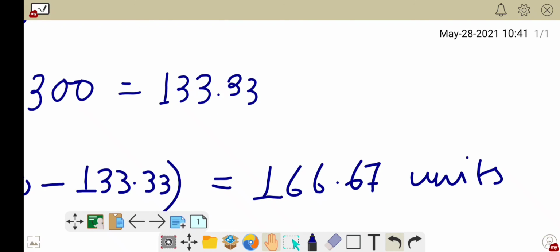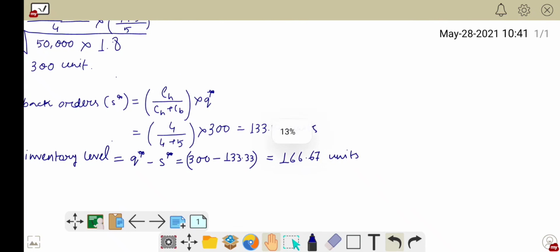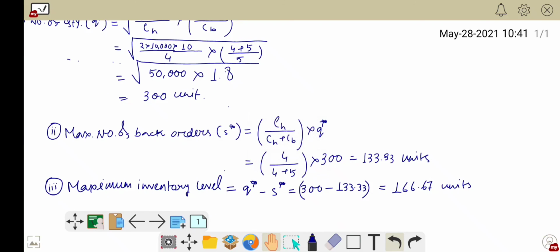So here it is, guys. It's all about this solution we have calculated here. That is also in units. I hope there is no confusion or doubts regarding this problem.